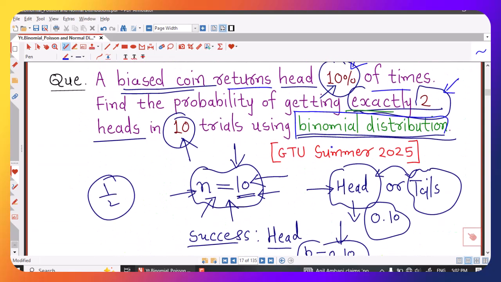It was asked in the GTU Summer 2025 exam.